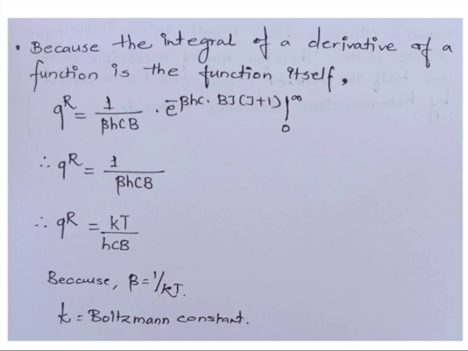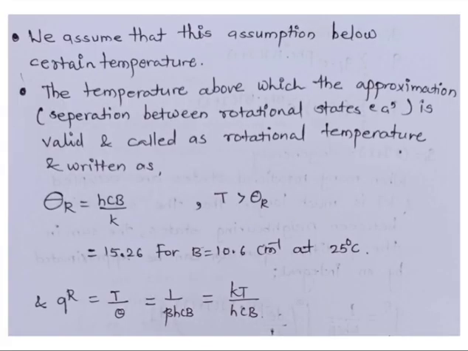Beta is a constant. So beta is equal to 1 upon kT. Here B and beta both terms are different. Capital B is the rotational constant and beta is simply a constant which is equal to 1 upon kT. So we can write 1 upon beta hcB, where beta is equal to 1 upon kT. So kT will come here, and QR, that is the rotational partition function value, is kT upon hcB. Here k is the Boltzmann constant, T is the thermodynamic temperature.